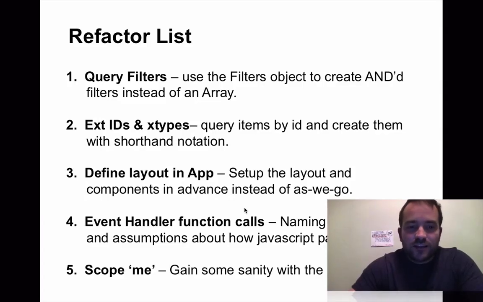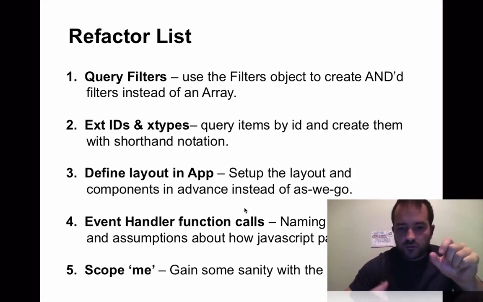And last but not least, let's tackle number 5, scope me. There's a pattern that you'll see in code. In an attempt to provide some sanity to the this variable, using this all over the place, nested in deep levels, and wondering what the heck does it point to, there's a very common pattern where in code they'll create a variable called me. There's a couple other variants, but let's just use me as the classic example. And they'll say var me equals this.